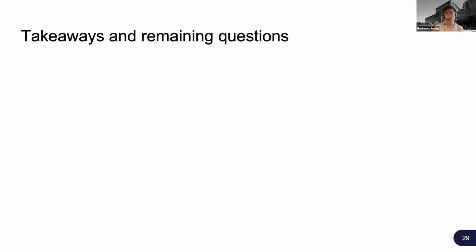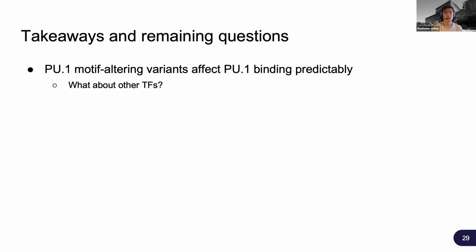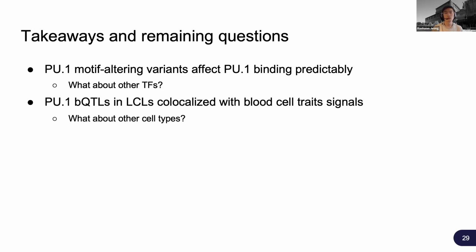Now, here are some takeaways from this project. PU1 motif-altering variants affect PU1 binding predictably. However, other transcription factors may behave differently. So whether this approach generalizes to others needs to be examined. And PU1 BQTLs in LCLs indeed colocalize with blood cell trait signals. But LCLs are of lymphoid lineage, making them more relevant to lymphocyte-related counts. But PU1 is upregulated also in myeloid cells. So data from other myeloid cell types could lead to further discoveries.